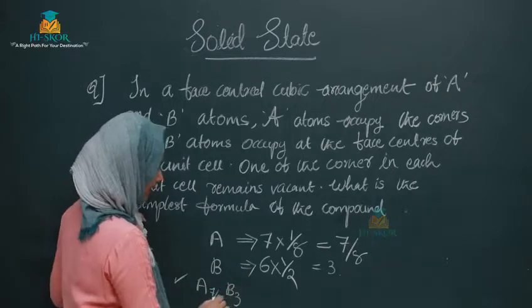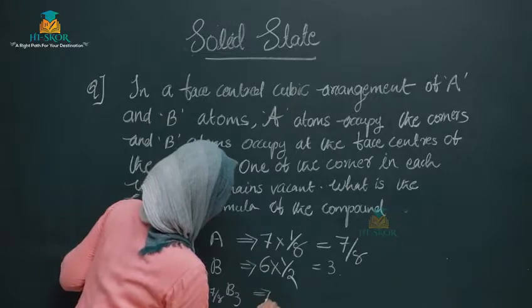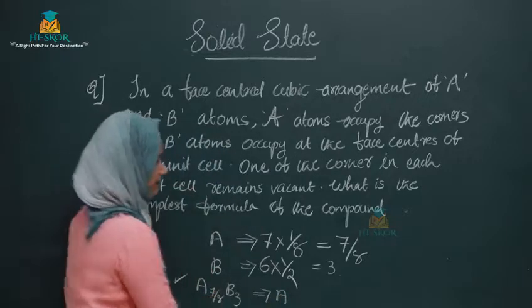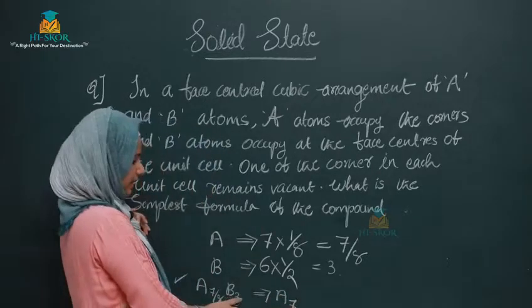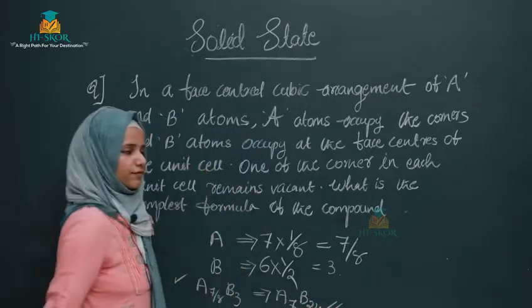How? If we multiply both sides by 8, what do we get? A 7/8 into 8 gives A 7, B 3 into 8 gives B 24. So this is the simplest formula of this compound.